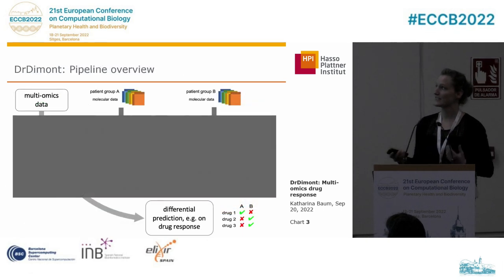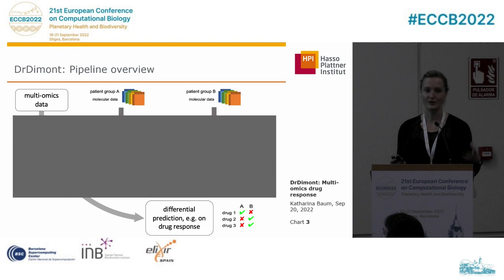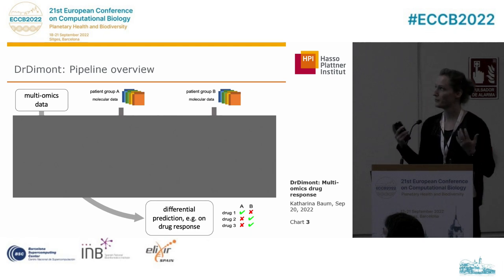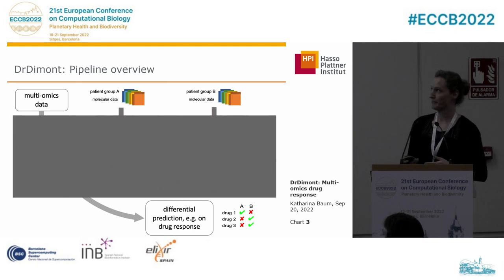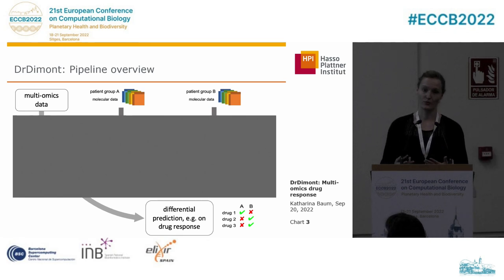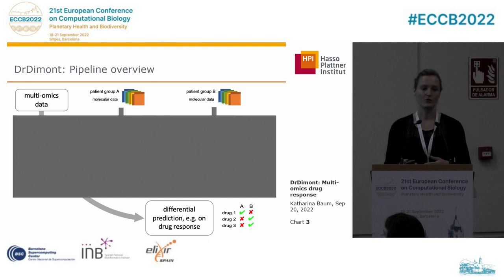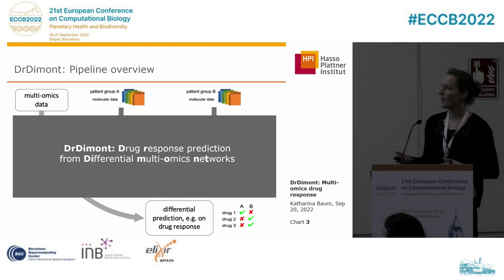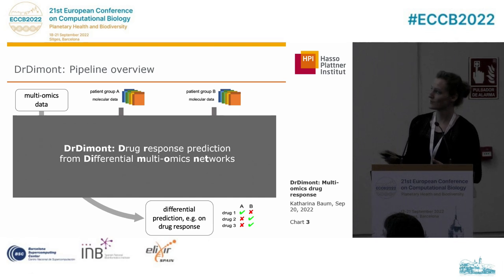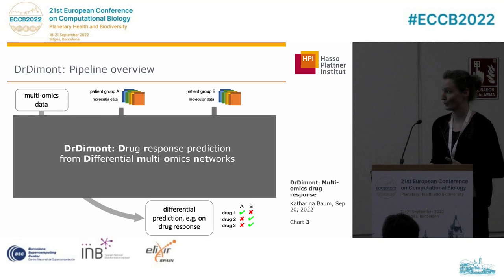So what is Dr. Diamond doing? We have multi-omics data of two different conditions or patient groups, A and B, with several different layers. What we want is a differential prediction: what is different between those two patient groups? For example, how the drug response differs between them. And this is what Dr. Diamond is doing. It mediates from your input to differential predictions.